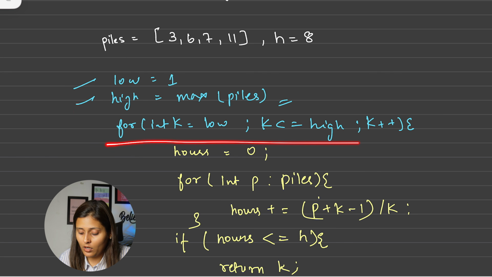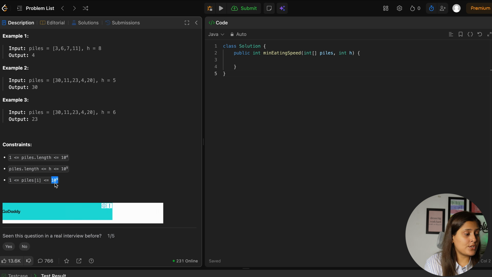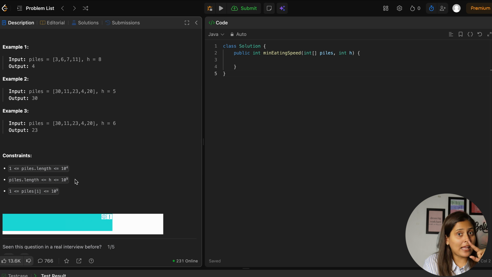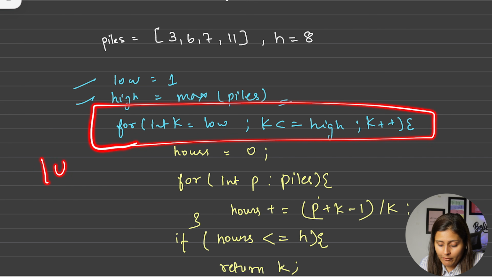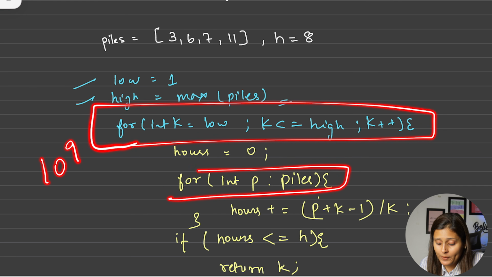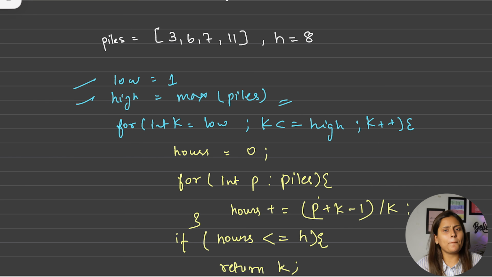Definitely we are running the for loop from k equals 1 to maximum, and if you see here in the constraint, piles of i can go up to 10 power 9, meaning the maximum value can be 10 power 9. So definitely this first for loop can run up to 10 power 9 and the second for loop can run up to piles length, and piles length has been given as 10 power 4, correct. So definitely it is m cross n, so 10 power 13 in total and it will give you TLE. Hence you have to optimize this, and that's where we apply the binary search concept.